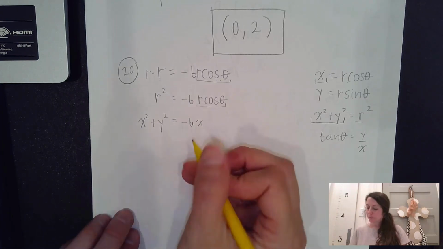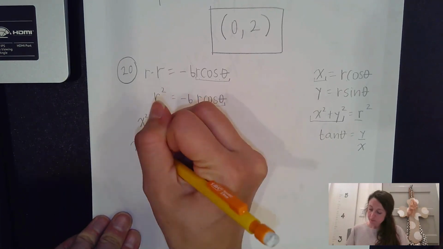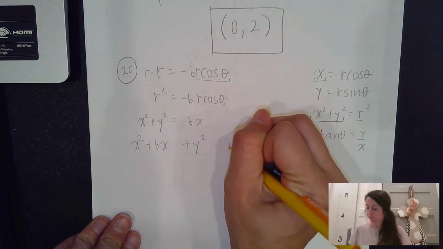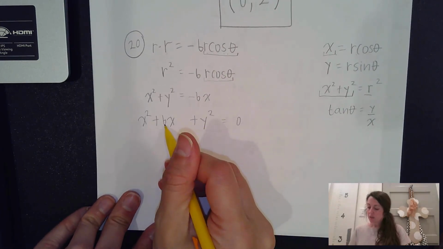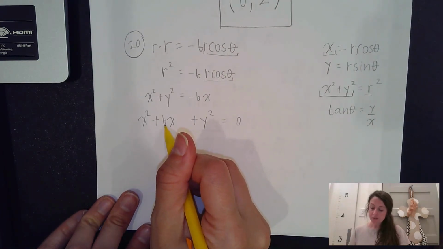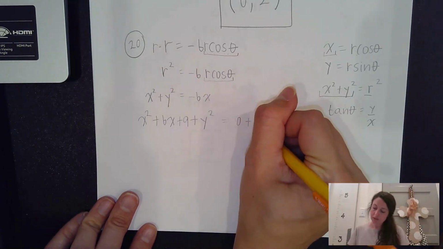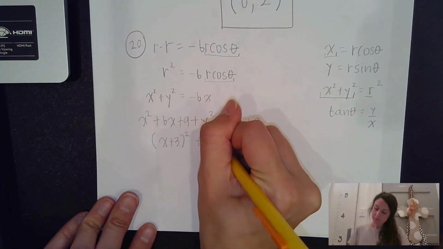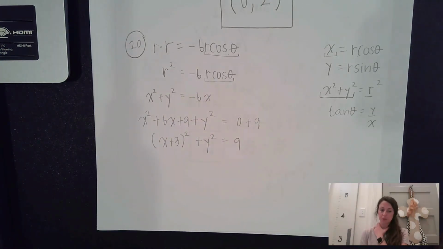I am going to get this equal to 0, and this is a circle. I am going to move that x to the other side, and I will have to complete the square, just with the x, not the y. If I complete the square, I take half of 6, so half of 6 is 3. 3 squared is 9, and I'm going to add that to both sides. So this is going to factor to x plus 3, all of that squared, is equal to 9 here, plus y squared.